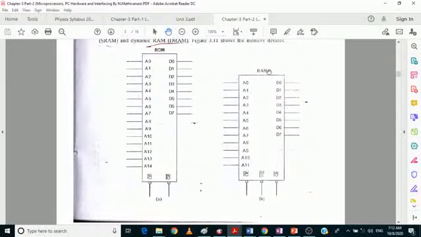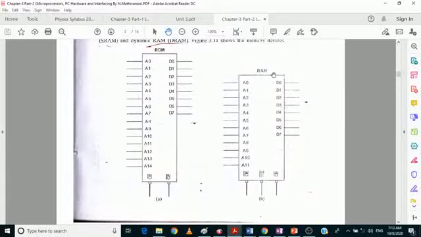So this is a RAM, and this RAM is a static RAM. Sorry, yes, this one is a static RAM. This one is actually a ROM device. Now let us go for the static RAM.